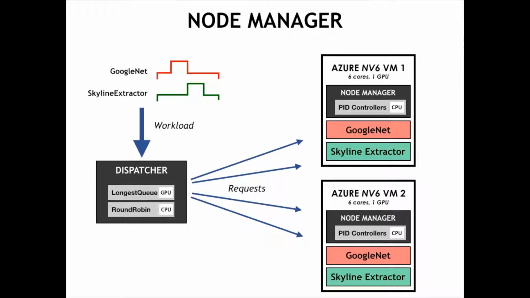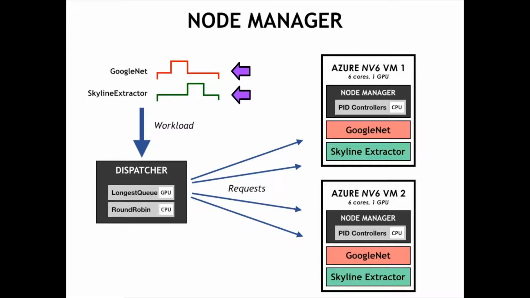This video presents one of the experiments that we ran in order to evaluate the node manager. We deployed the system in Azure using Kubernetes. In particular, we used two machines as worker nodes, equipped with 6 cores and 1 GPU each. We installed two applications, GoogleNet and Skyline Extractor from the Snow use case. We created two synthetic workloads with a step-like shape.